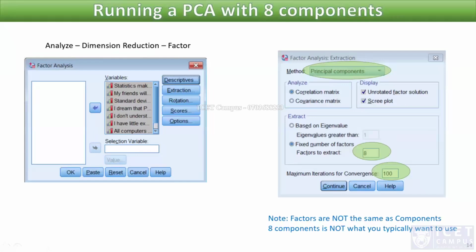Then we can perform the principal component analysis with 8 components, right? Because here we are going to fix these values to 8.